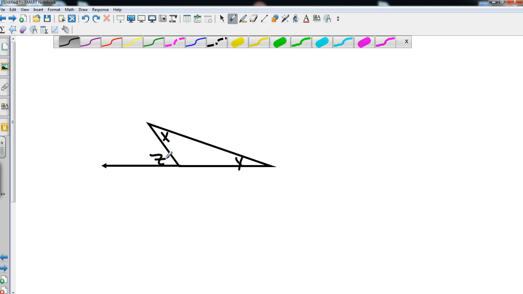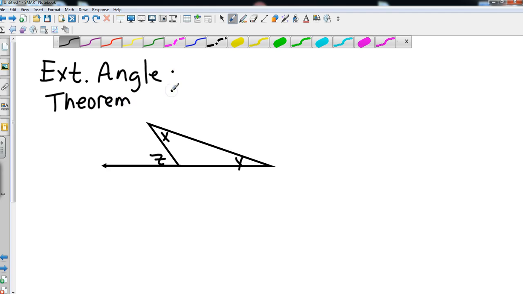Okay. So, in the exterior angle theorem, Z is equal to X plus Y. Okay, so Z would be connected to this angle. Obviously, it's supplementary with that angle, but Z is actually equal to X plus Y. So let's get an example of something like this and what it might look like.